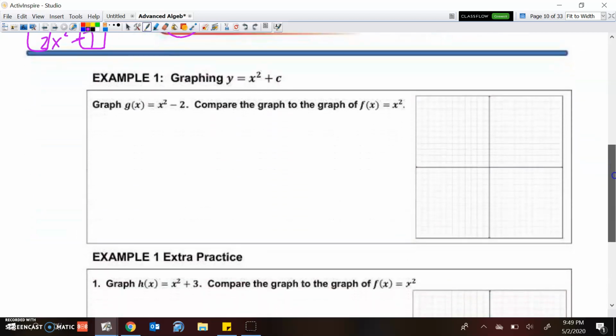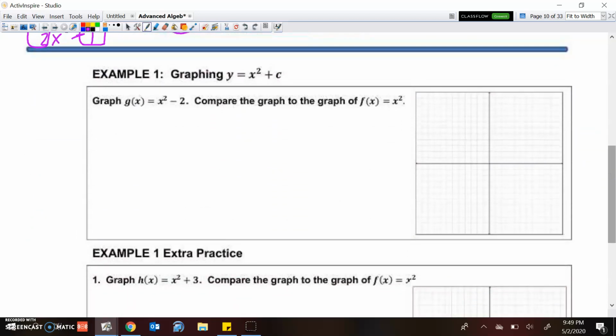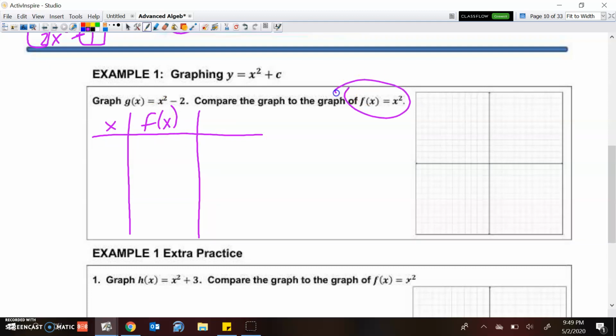So let's try a couple, okay? Let's start out with example 1. So graph g of x equals x squared minus 2, and then compare it to the function f of x equals x squared. Okay, we have a couple ways we can do this. I'm going to make myself a table, okay? And I'm going to put f of x in here. This is my parent function. And then I'm going to put g of x second.